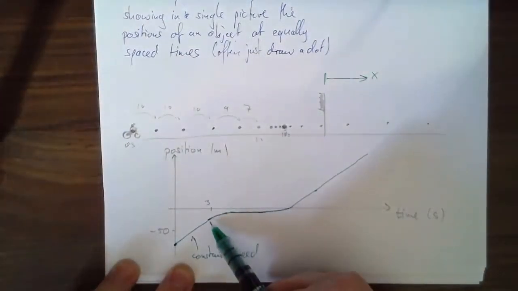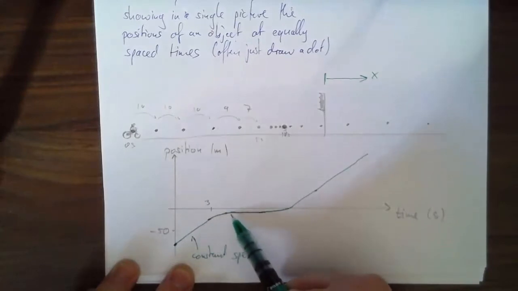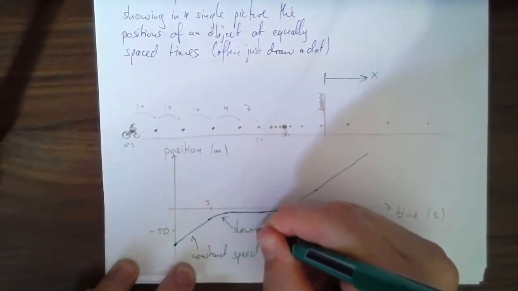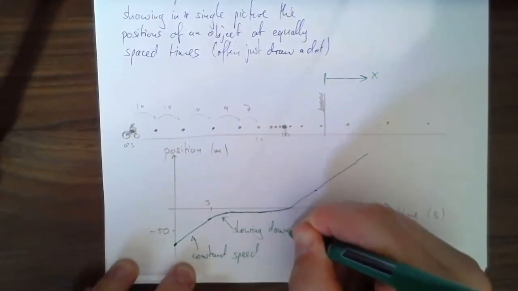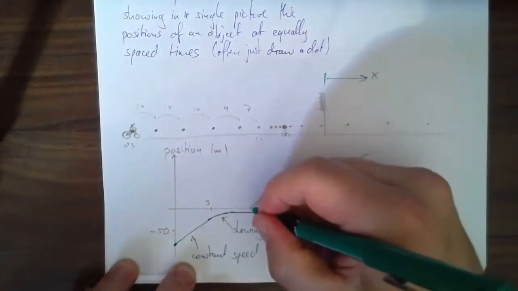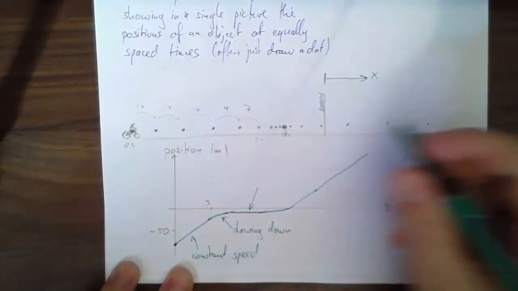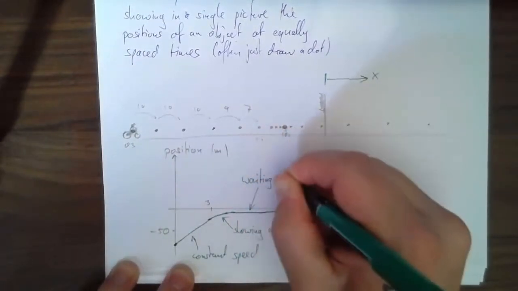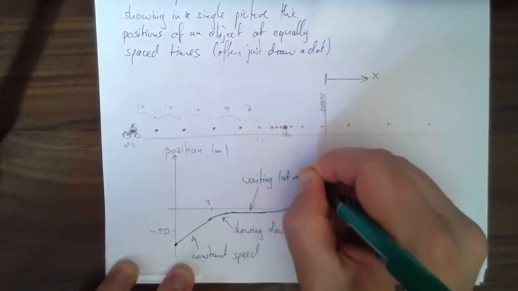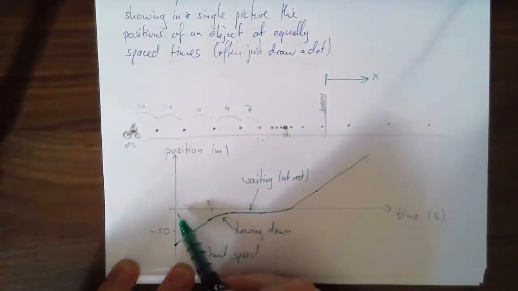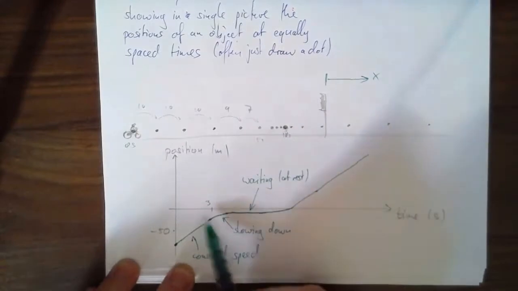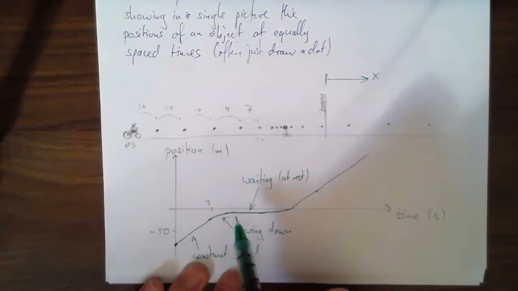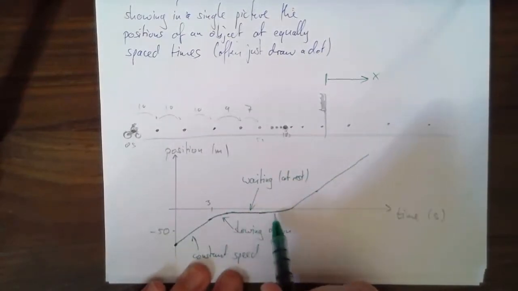Here, we are slowing down. The graph is becoming more flat, so we are slowing down. Here the graph is flat, position is not changing. So this is where we are waiting. We are at rest, right, because we're not changing our position. We're sitting at minus 10 meters. So we're sitting there, not getting anywhere no matter how much time passes. Like 1 second, 2 seconds, 3 seconds, 4 seconds, 5 seconds.